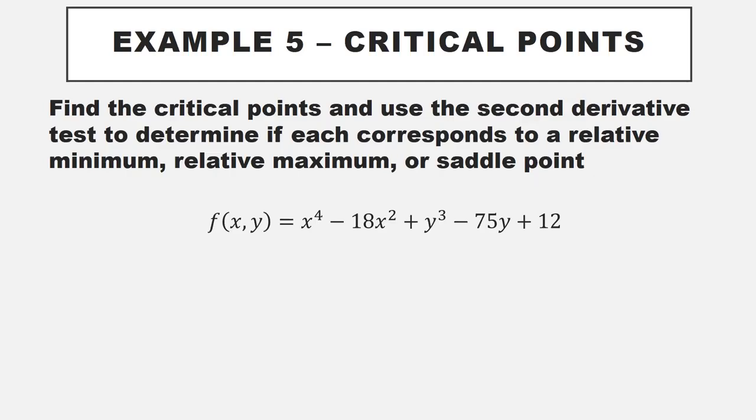Let's take a function x to the fourth minus 18x squared plus y to the third minus 75y plus 12. And we're going to find the critical points, and then we'll use the second derivative test to determine if each of the critical points corresponds to a minimum, a maximum, or a saddle point. That is a relative minimum, a relative maximum, or a saddle point.